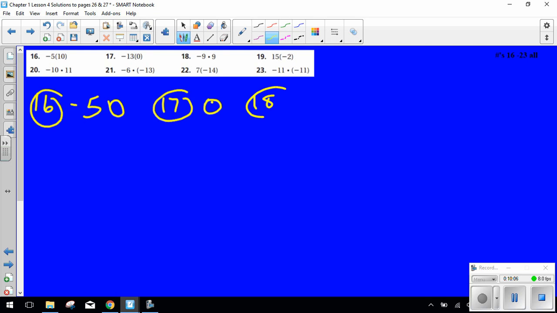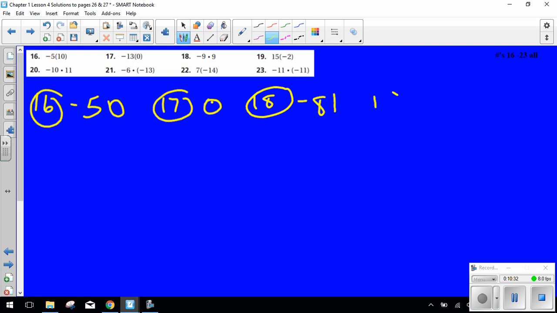Number 18, there's no such thing as -0 or +0, just 0. So students for number 18 have a habit of writing 0 because those adding rules have been drilled into your head. But remember, we're multiplying. So what's a negative times a positive? Negative, and 9 times 9 is 81.